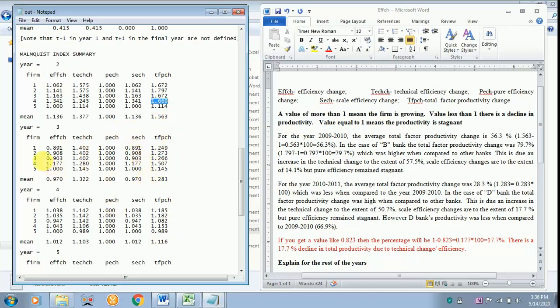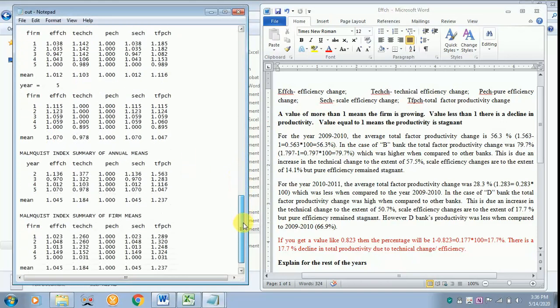Suppose you get a value like 0.83, I have given an example, then the percentage will be 1 minus 0.83, that is 0.17, multiplied by 100. So you have to write that there will be a decline in productivity of 17%, which might be due to either efficiency or technical efficiency, anything. Based on that you have to explain. I've already written it, and we have to explain the rest of it.